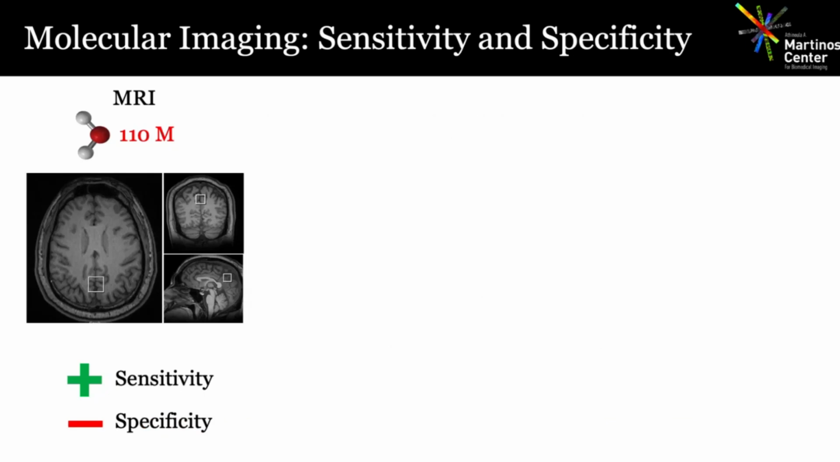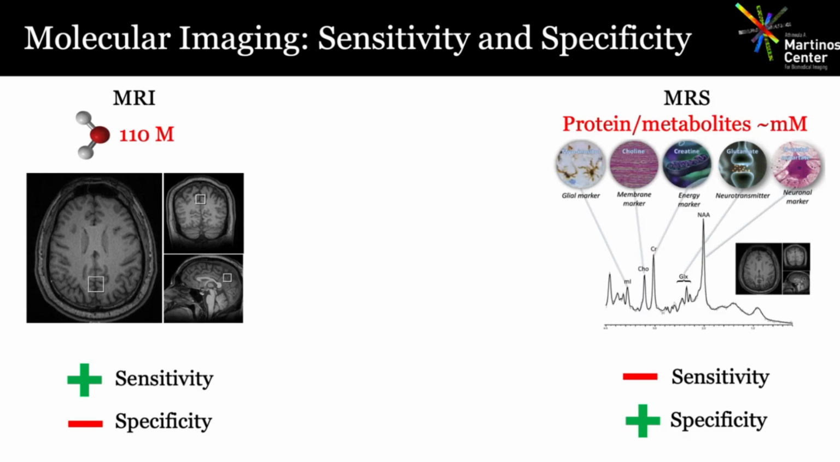All right, so why CEST? Well, MRI, as most of you know, is pretty insensitive. The only thing that saves you is that you're detecting water molecules at about 110 molar concentration. So you have very good sensitivity in the end, but you don't really have any molecular specificity. You're just looking at water, essentially. Magnetic resonance spectroscopy, on the other hand, has very good specificity for different molecules and metabolites, but you're looking at metabolite concentrations that are at best millimolar. And so the sensitivity is very poor.